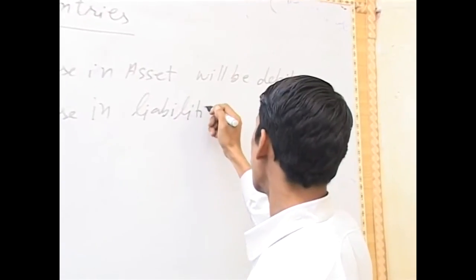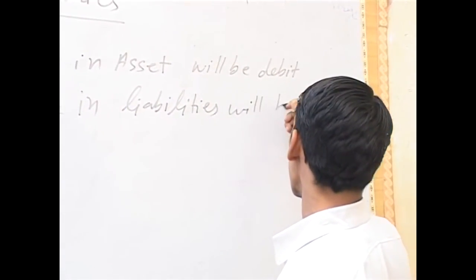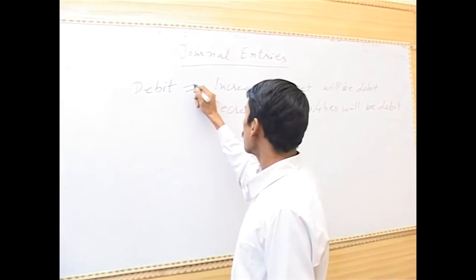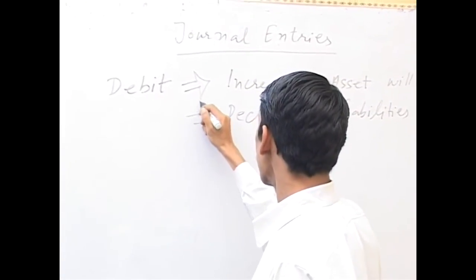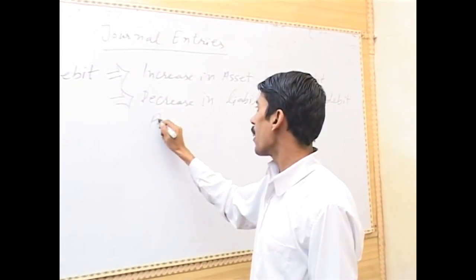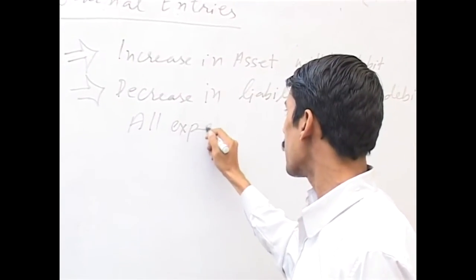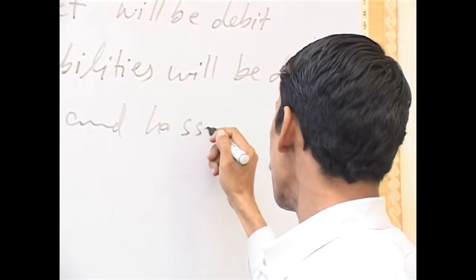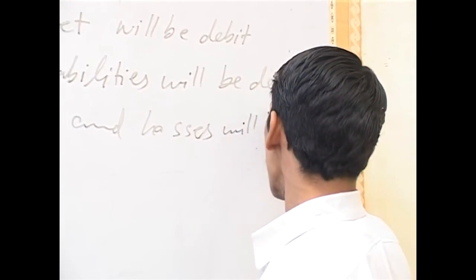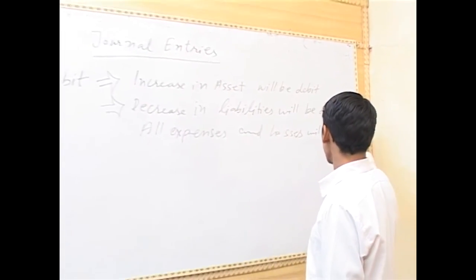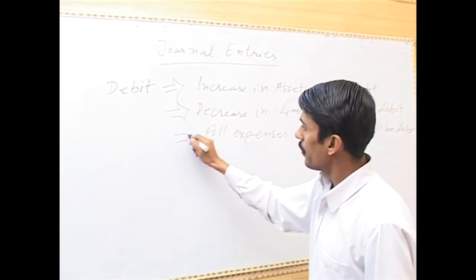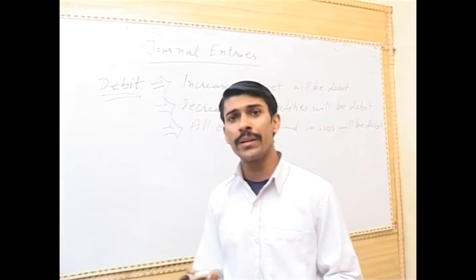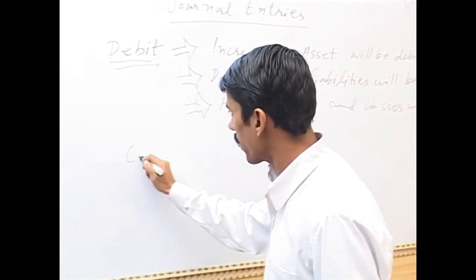Liabilities will be debit, all expenses and losses will be debit. So this is the first rule. What will be debit? Now what will be credit?